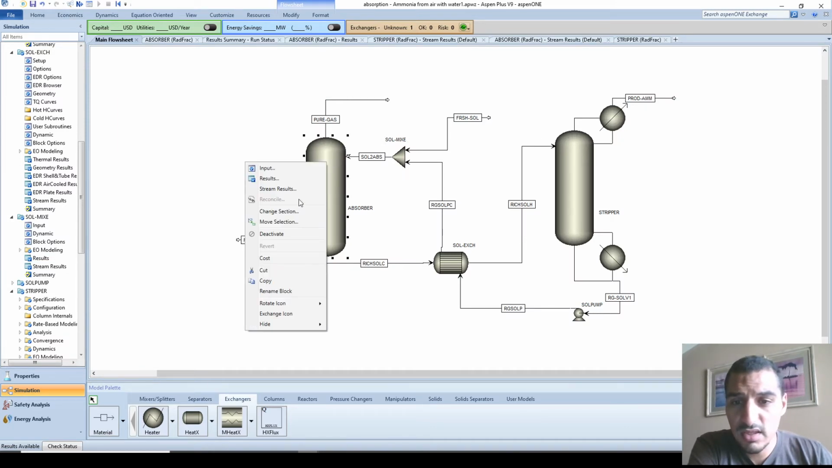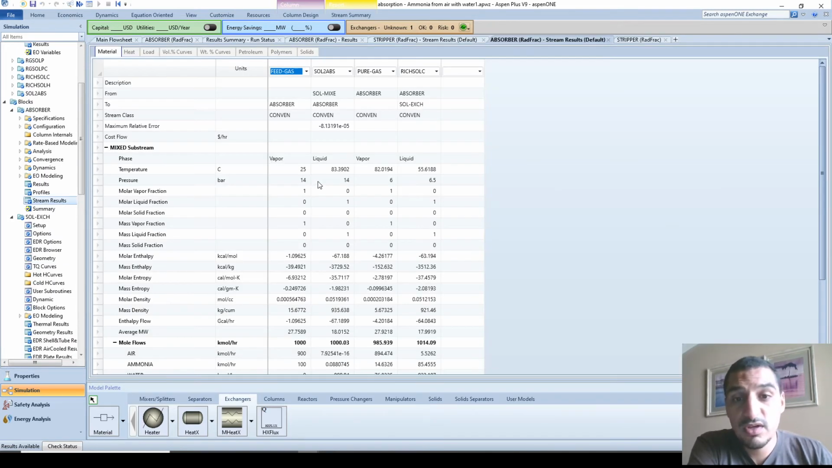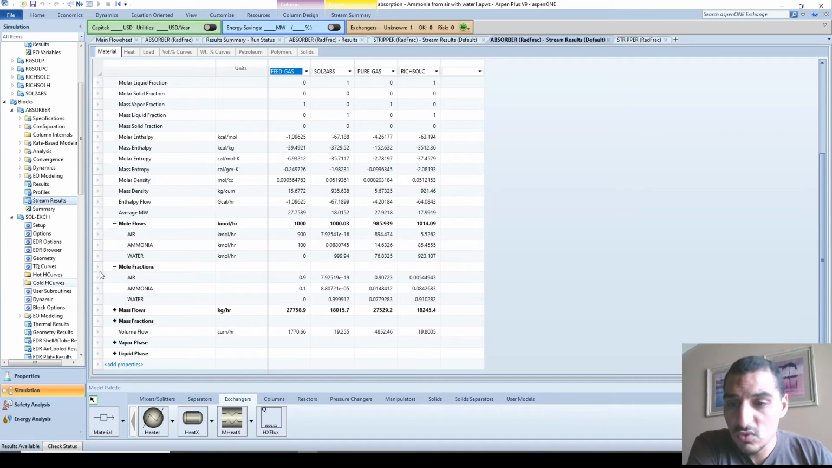And by taking a look at the stream results here, we should find some improvement in the temperature, in the separation. It's not as designed before. It should be 25, but it's 83, so it should be better. So we should see some improvements here. The amount of solvent or amount of ammonia that came out with the pure gas is less. It was 16 and now it's 14, and the water evaporating is 76. Before it was 120 something. I think it was 122.